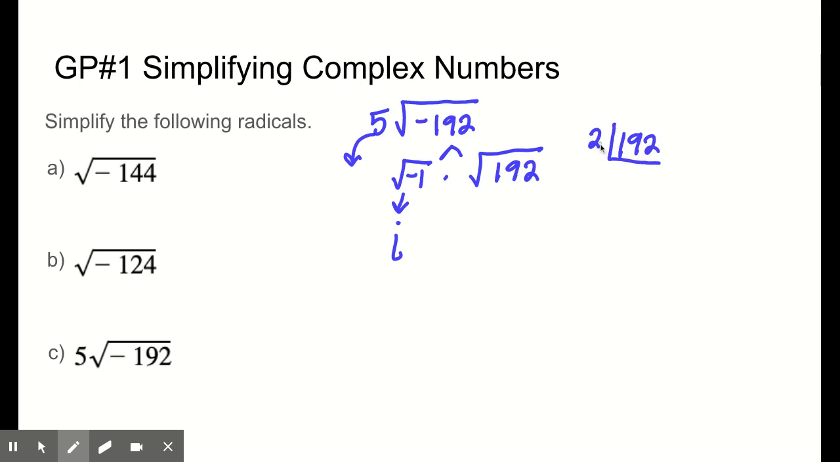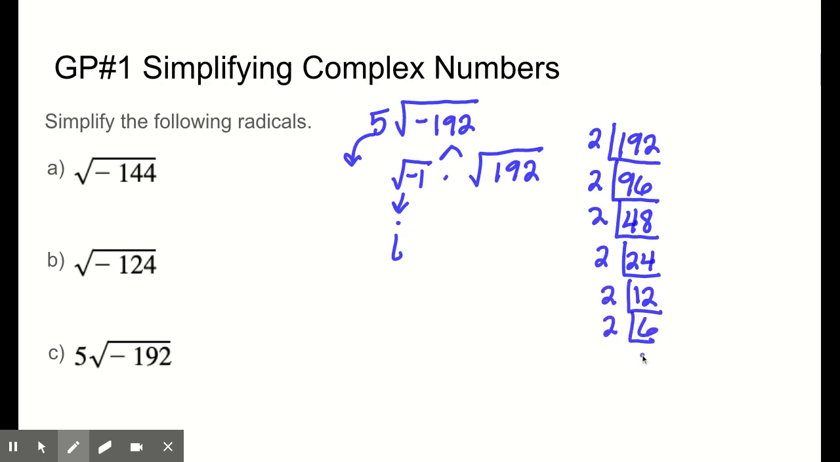Starting out with 2. 2 goes into 192 96 times. Divide that by 2. That gives us 48. Divided by 2 gives us 24. Divided by 2 gives us 12. Divided by 2 gives us 6. And divided by 2 gives us 3. And 3 and 1. So we have 3 pairs of 2's and a leftover 3.